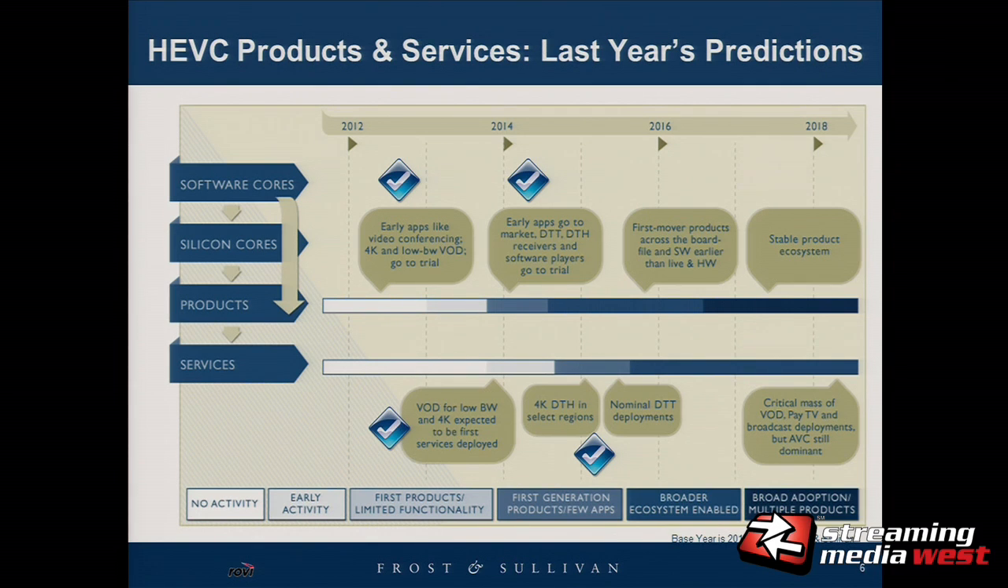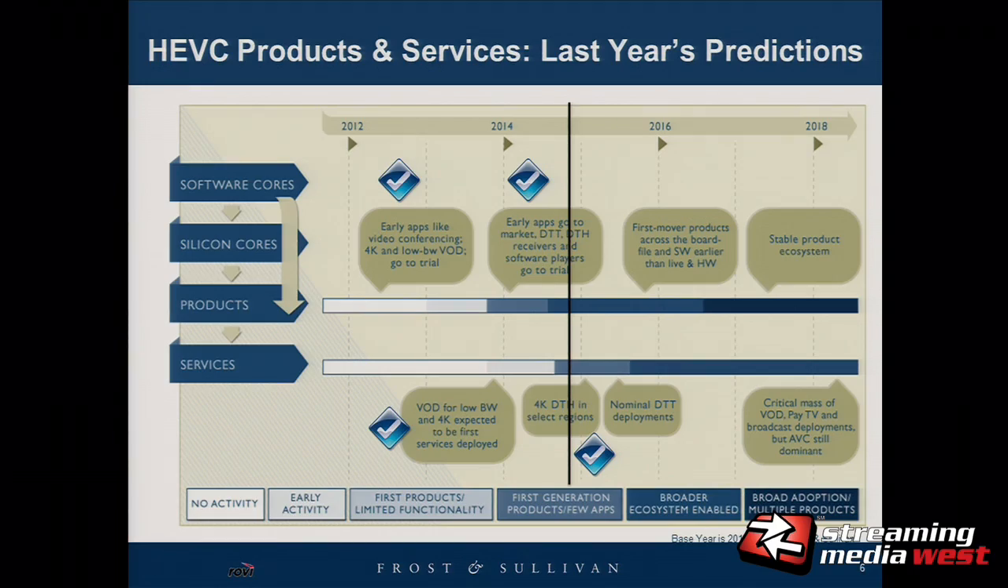So that brings us to 2014. That black line is where we are. And we're expecting to see a slew of very mature HEVC products start to appear, maybe at NAB, but certainly by IBC next year. So it's baby steps, but we did see some key developments in 2014.